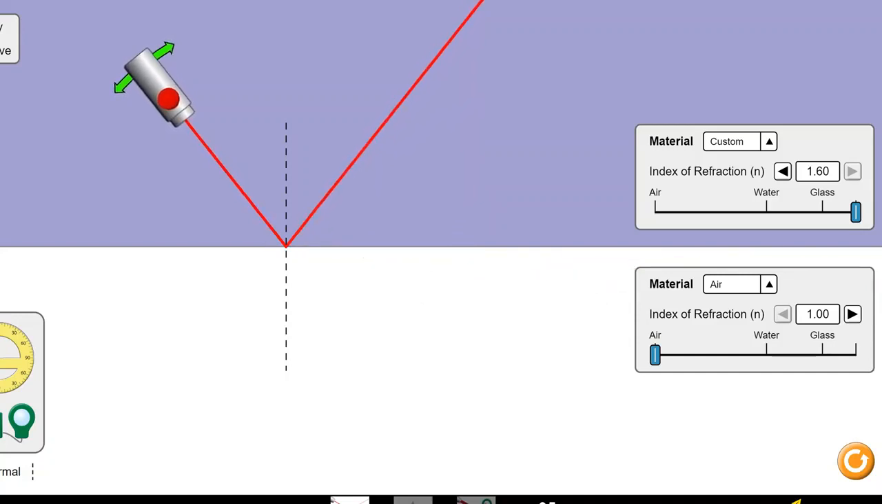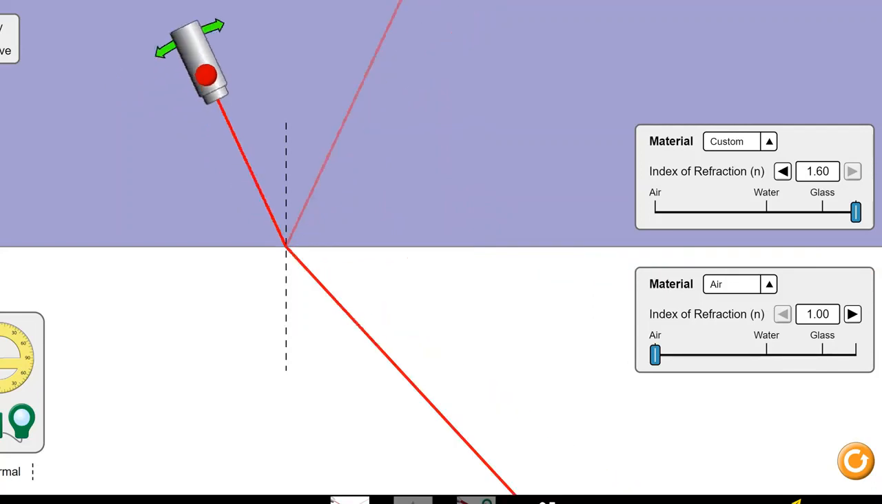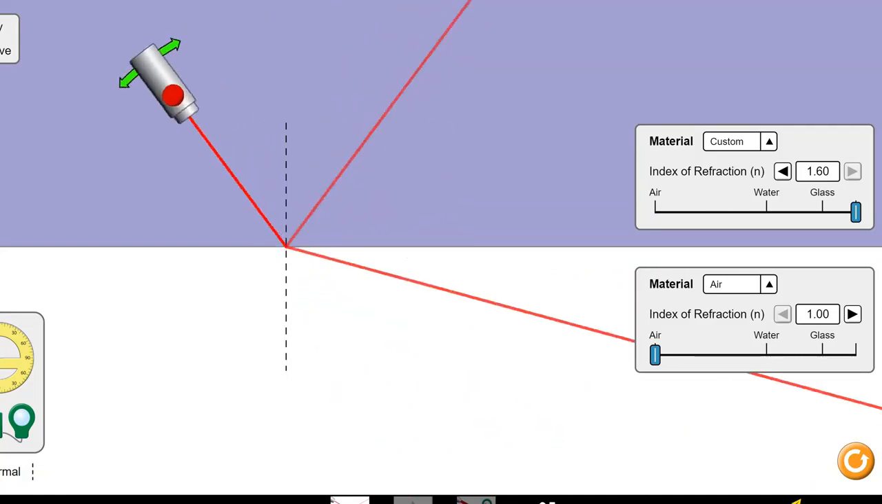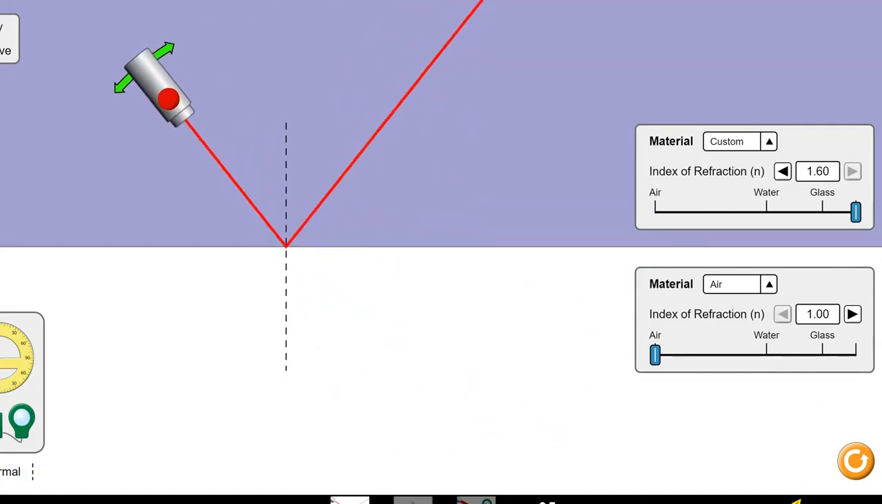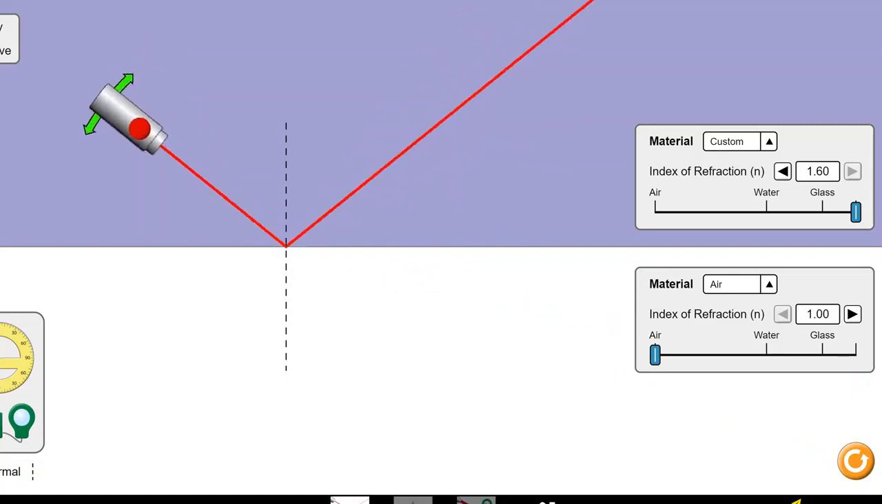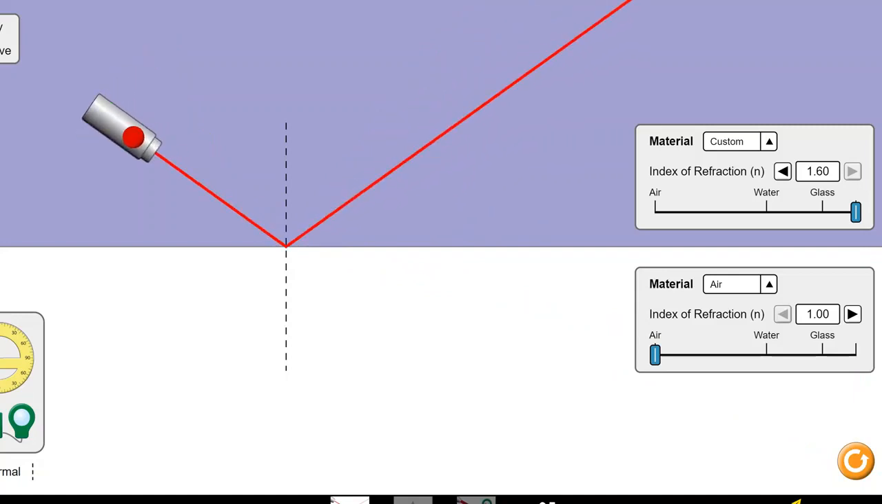So theta r, theta 2 in the Snell's law equation, is going to be 90 degrees. That's the critical angle. So actually the incident angle here between the normal and the incident ray is the critical angle when the angle of refraction is 90 degrees. And if you go past the critical angle, you get this phenomenon called total internal reflection.